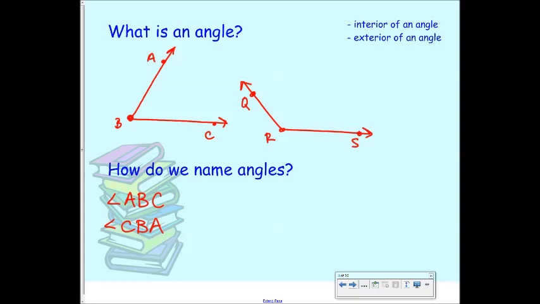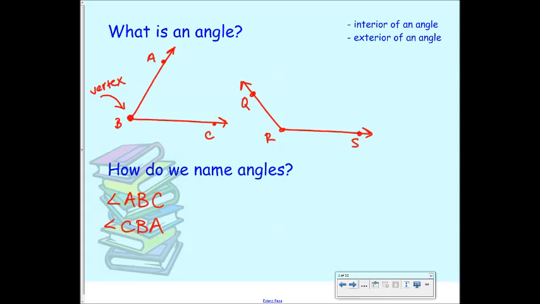They're in what kind of order? The order that it's written in? Okay, which one has to be in the middle? B has to be in the middle because it's the vertex. So the corner of an angle is called the vertex. So when you're naming an angle, that letter has to be in the middle. So you have to read it in order like A, B, C.